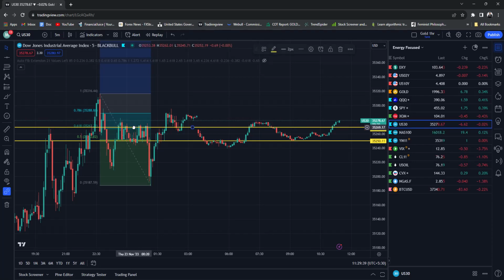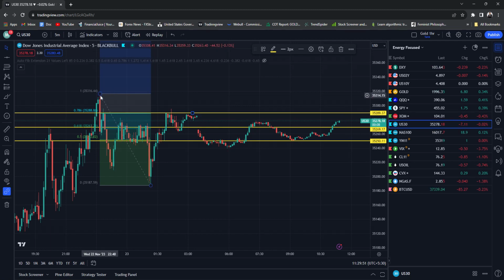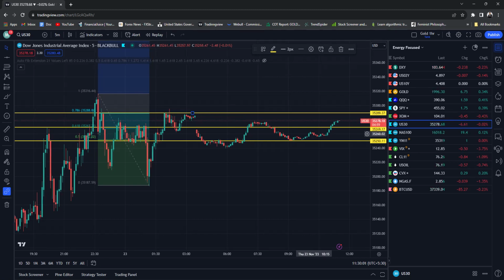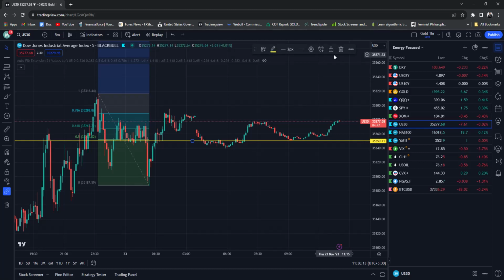So as you can see, this is getting all the ranges covered. So if it breaks out, you can target 35,300 again. So that's a good way to look at the market. But yeah, it mostly works better on charts above 15 minutes. I would suggest using them on charts above 15 minutes.